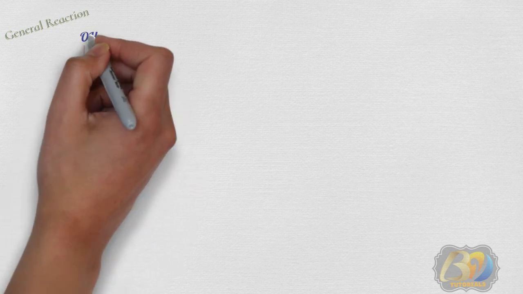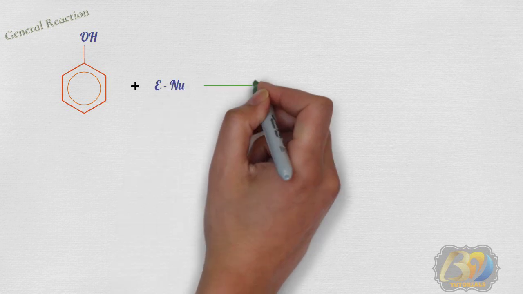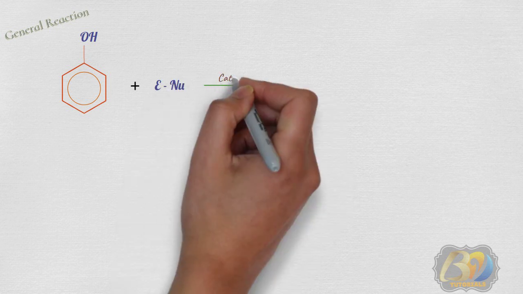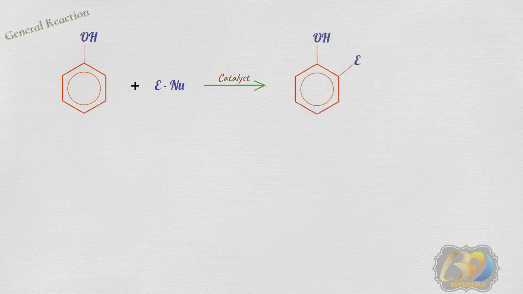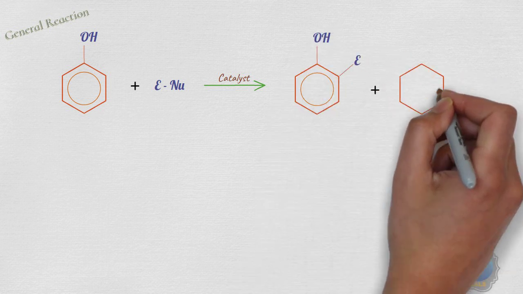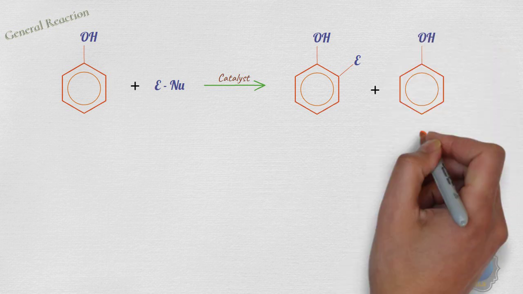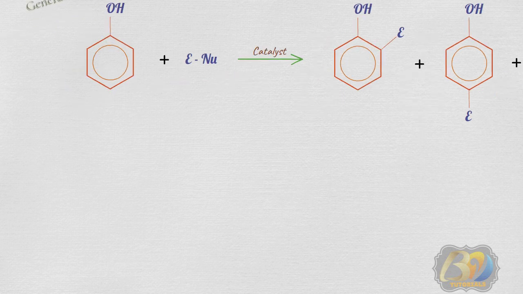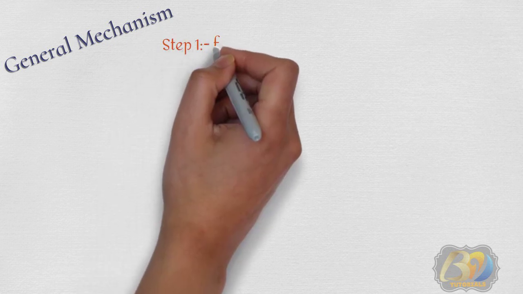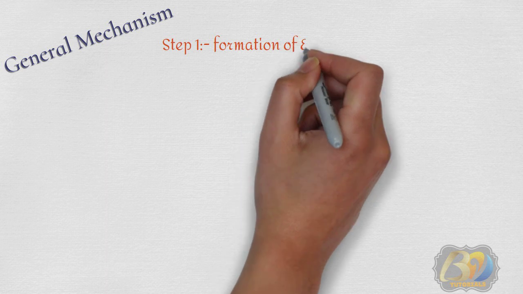Initially, we will discuss a general electrophilic substitution reaction of phenol. In this, phenol reacts with a reagent, that is an electrophile-nucleophile complex, in the presence of a catalyst to produce a mixture of ortho and para products with the elimination of hydrogen-nucleophile complex. Let's discuss the general mechanism of the above reaction. The above reaction involves the following steps.